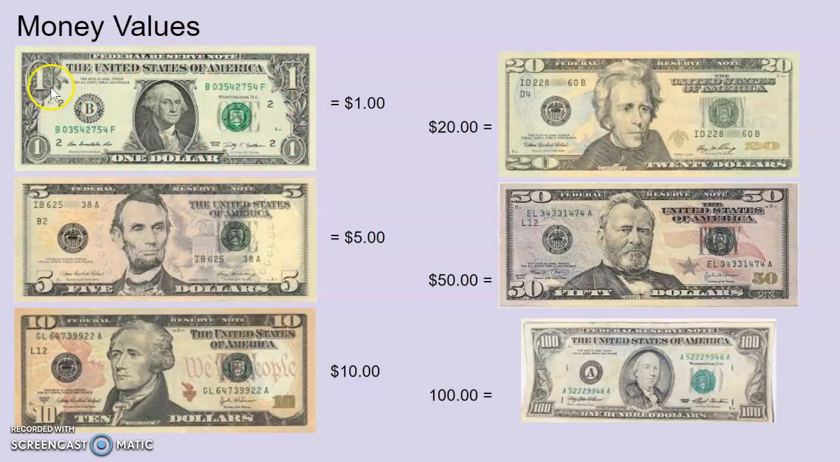As you can see, the value is on the corner of each of the sides of the bill. Next, we have a $5 bill. See, it has the 5 on the corners. Can anyone tell me what this bill is? That's right, it's the $10 bill.